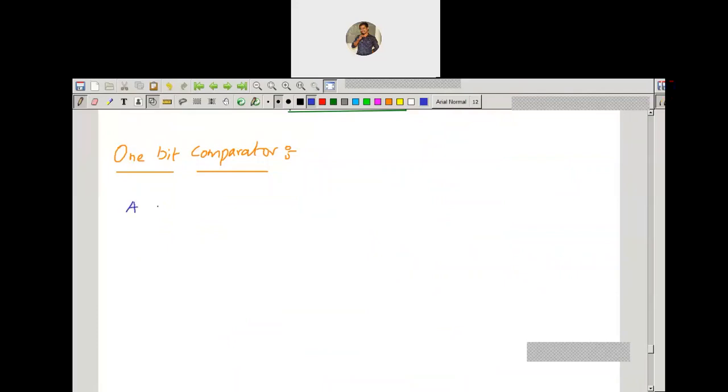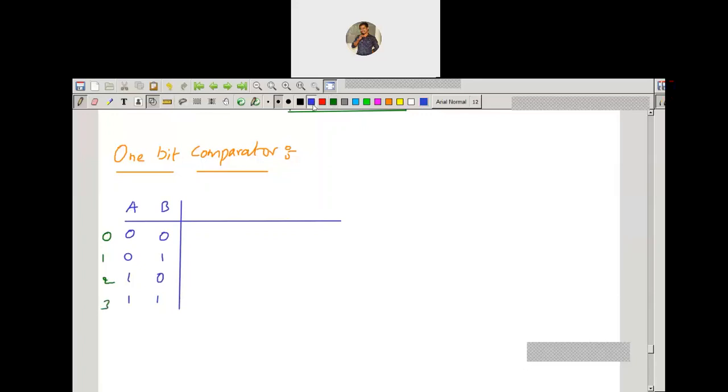And this A and this B are both 1-bit numbers, because I'm talking about a 1-bit comparator. A is a 1-bit number, B is a 1-bit number. So how many possibilities are there? A can have 0 or 1, B can have 0 or 1. With that, you have 2 power 2 combinations: 0 0, 0 1, 1 0, and 1 1. The decimal equivalents are 0, 1, 2, 3.